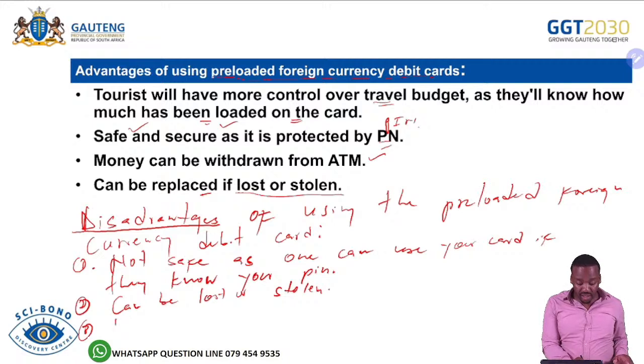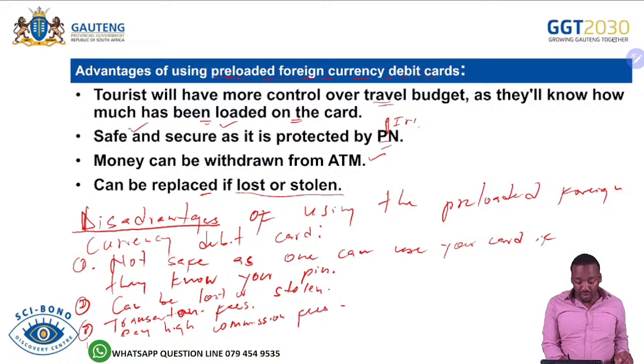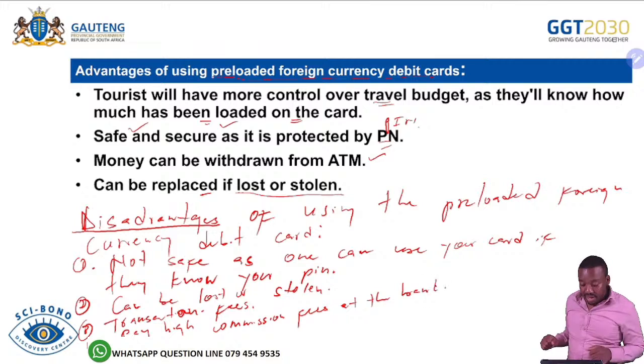You need to pay for transactions. So it has what? Transaction fees, right? So you pay more there. That is a disadvantage. And then the fourth one coming to my mind is that you pay high commission fees at the bank. Remember, time and again, you need to load.